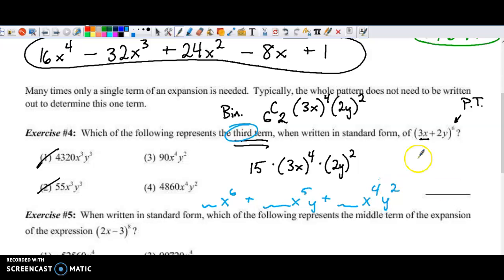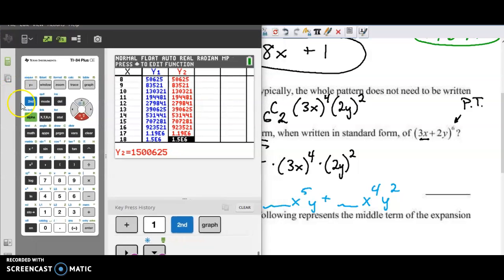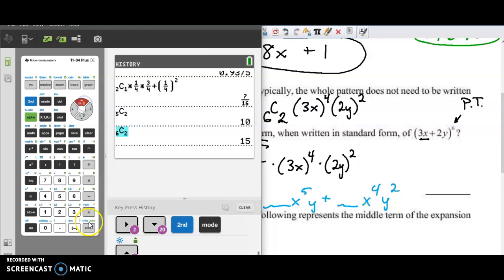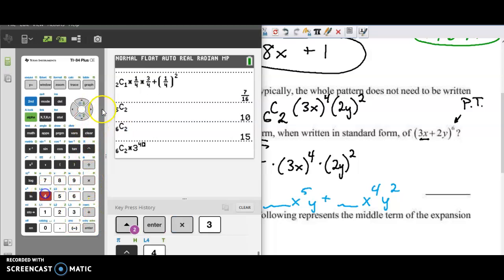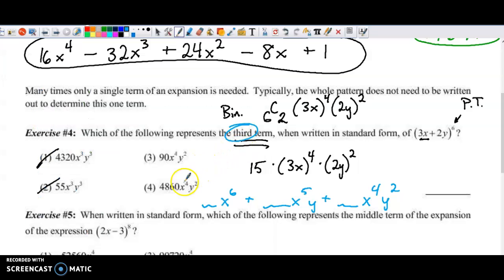But either way, at this point, you can go to a calculator, quit out of that, and you could do, well, I wrote it right here, 6c2, which is 15, times 3 to the 4th, times 2 squared. And you get the right answer, 4860.